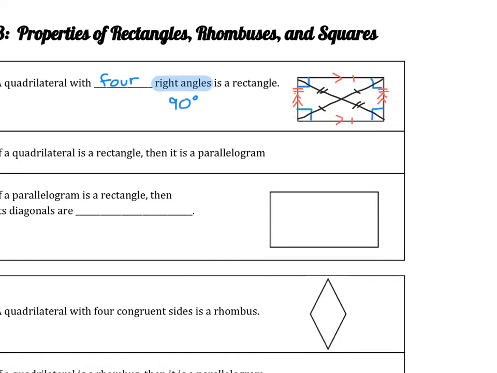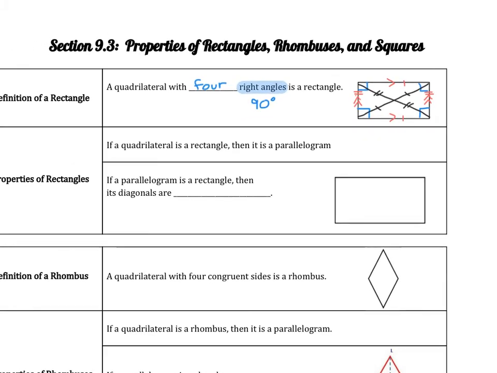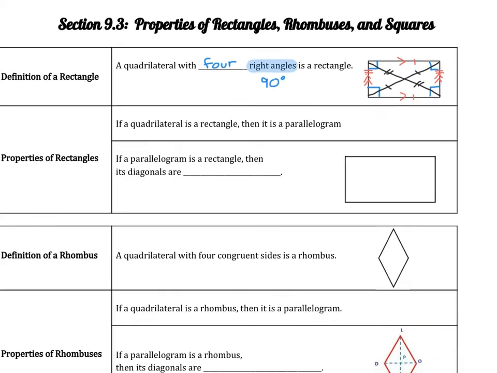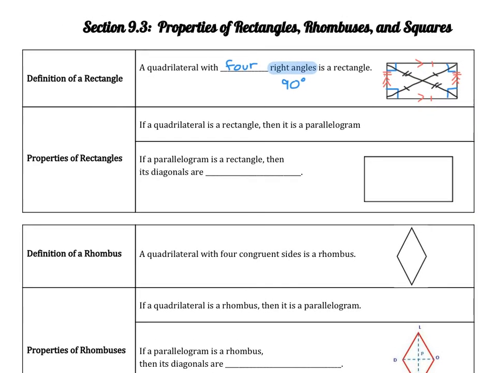So again, since a rectangle is a type of parallelogram, it absorbs those properties that we talked about for parallelograms, in addition to having 4 90-degree angles. Another new property of a rectangle that a parallelogram does not have is that the diagonals are actually congruent. So in addition to bisecting each other, we can also say that the diagonals are congruent.